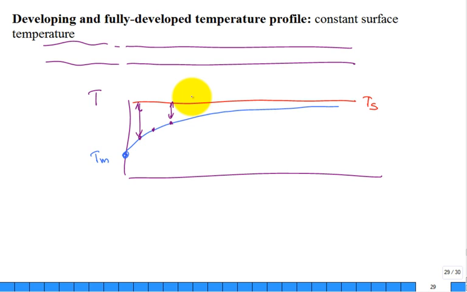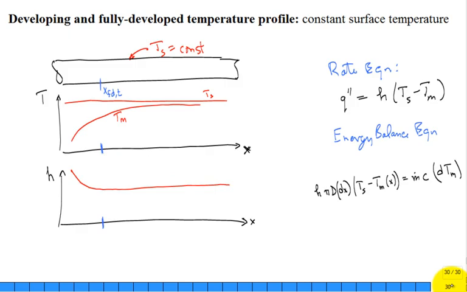A little more challenging mathematically than when q double prime is constant. So this is equal to a constant, the wall temperature. All right. That's what I just sketched. If you go back to the entrance region, regardless if it's constant temperature, you get a higher h in that entrance region.